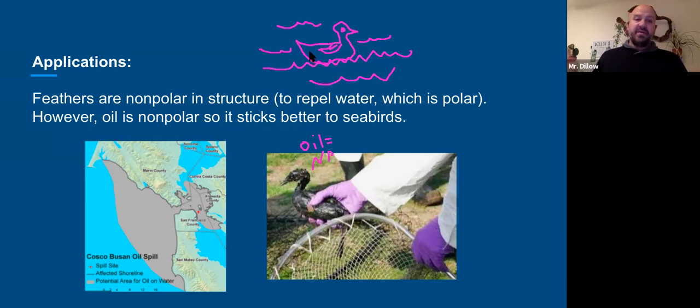So a bird's no different. They're also susceptible to the cold water. They do not want to get in that cold water, and they're smaller than us. It's harder for them to keep their body heat up. So if they were to get wet, they would die. So their feathers are non-polar.